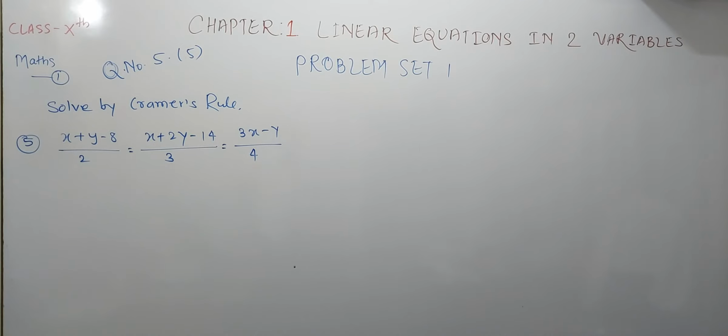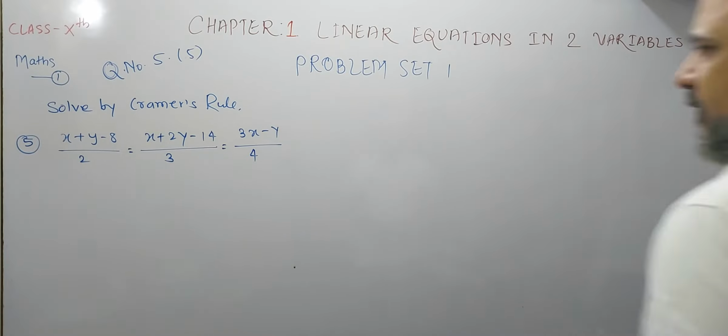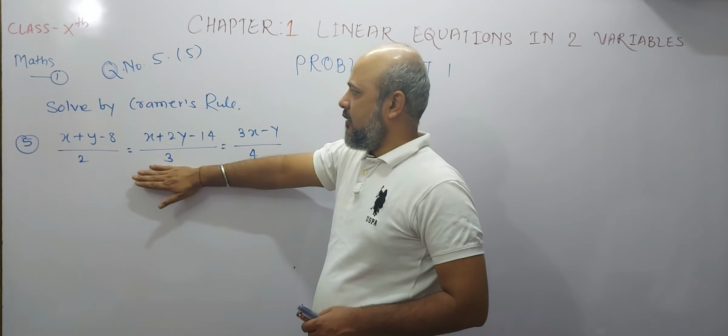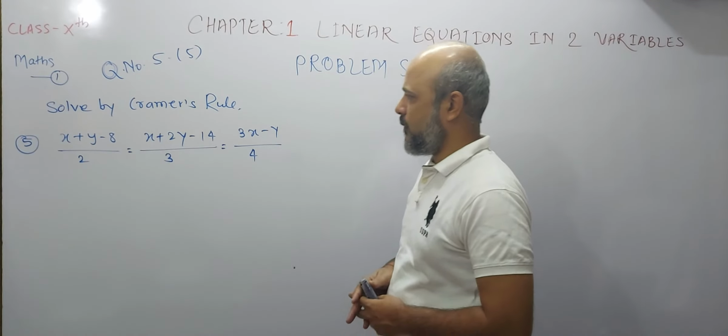Hello students, this is our problem set 1, class 10th and chapter 1, linear equations in two variables. Here we are going to take the question from problem set 1, question number 5, and we have to solve this by Cramer's rule. So you are going to solve this equation by using Cramer's rule.